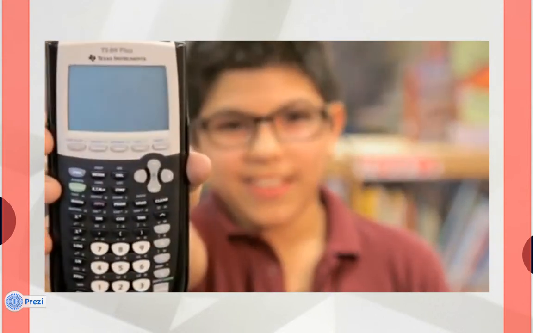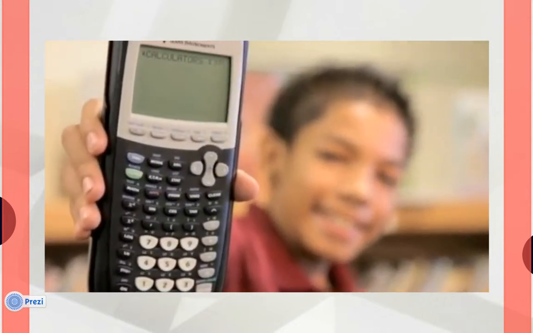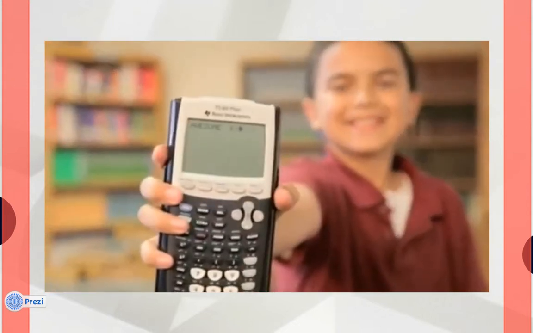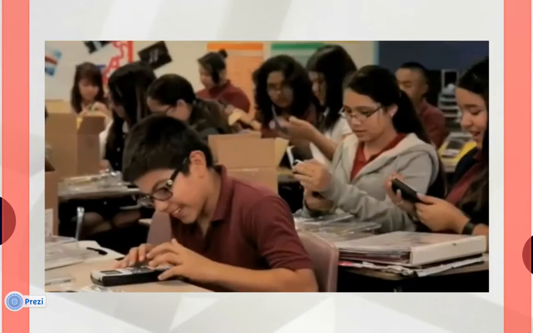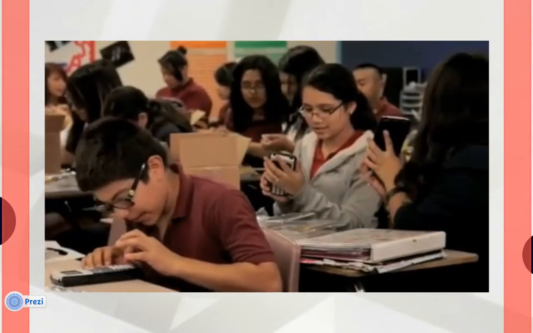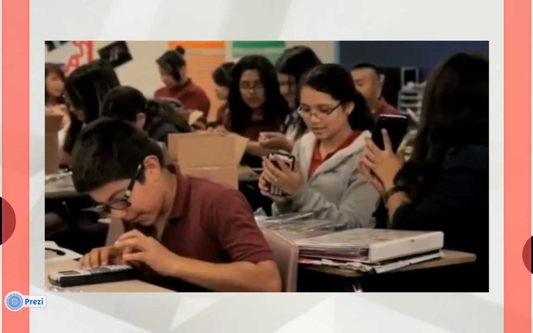Calculators can be a supportive teaching tool that enhances students' conceptual understandings in mathematics. Teaching students how and when to use calculators is crucial because it provides students with the opportunity to explore and enrich their mathematical learning.